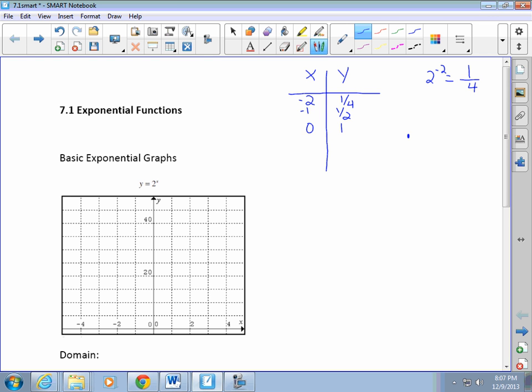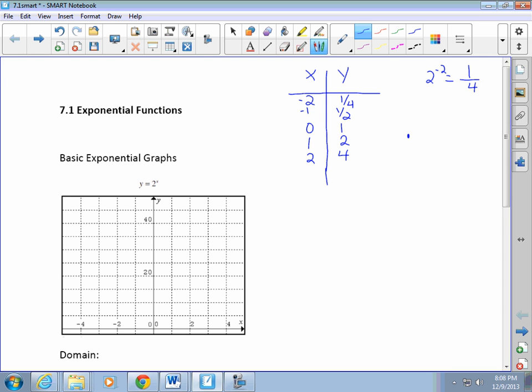And again, I could have gone smaller. If I went 2 to the power of negative 3, then my answer would be 1/8. So my power, when it's getting smaller, causes my number to get smaller, until it hits 1, and then after that it just will increase. So if I did 2 to the power of 1, it's just a 2. 2 to the power of 2 is 4, and I could go on and on.